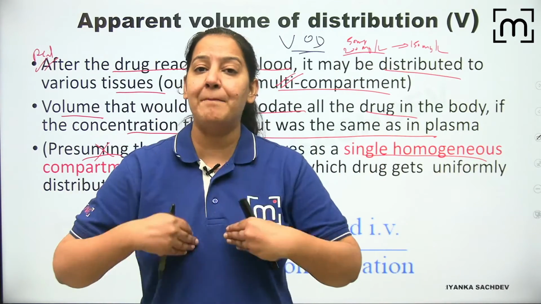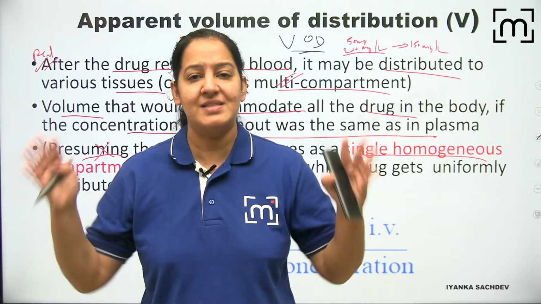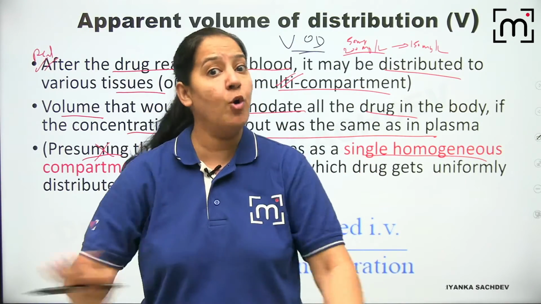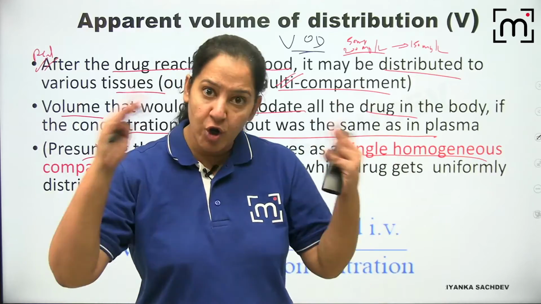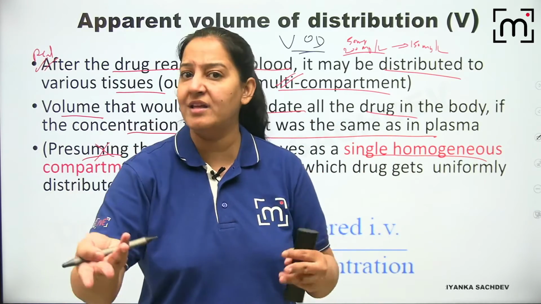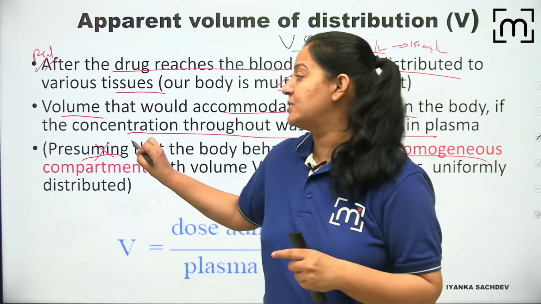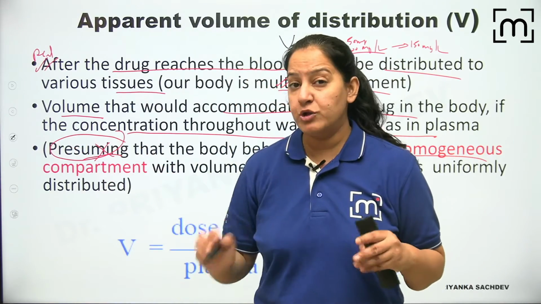So once the drug is in my blood, it enters various organs. But if I consider none of the organs is present and I consider the body as a homogeneous one compartment having only blood, in that scenario, the volume of the plasma which is required to accommodate the drug, that is the apparent volume of distribution. And why is it apparent? Because we are presuming a situation. It is not real. We are doing a presumption.